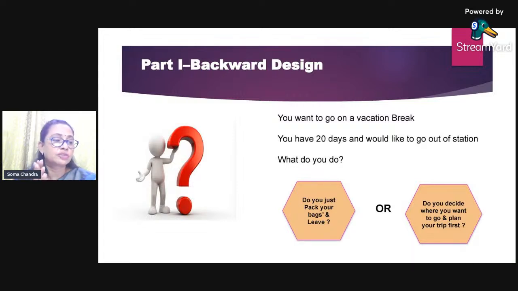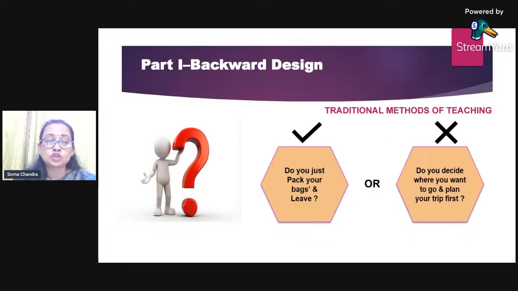So you want to go on a vacation break, you have 20 days. Do you just pack your bag and go, or do you decide where you want to go? As we discussed, we first decide where we have to go. That's really important. Earlier, the traditional way, we were making a budget: this is our budget and this is the time, how many people will go. But no, the modern way is where we have to go, and then we plan our budget accordingly. Then we book the hotels, then the tickets accordingly. So the ultimate destination is first important.